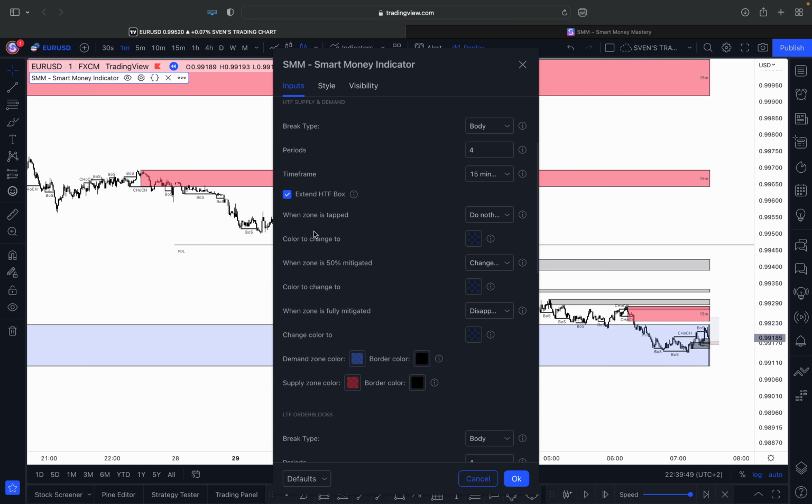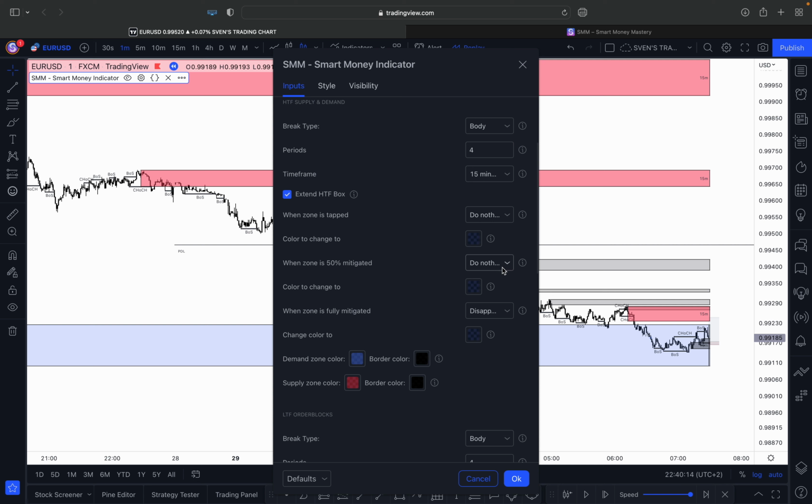Here we also have some settings. For example, when a zone is tapped, you can choose to either do nothing, to make the box disappear, or to change the color to make it more transparent so you know that the zone has been tapped. The same goes for when the zone is 50% mitigated, that you can choose to change the color. On default we have it that it will change the color, but you can also choose to do nothing.